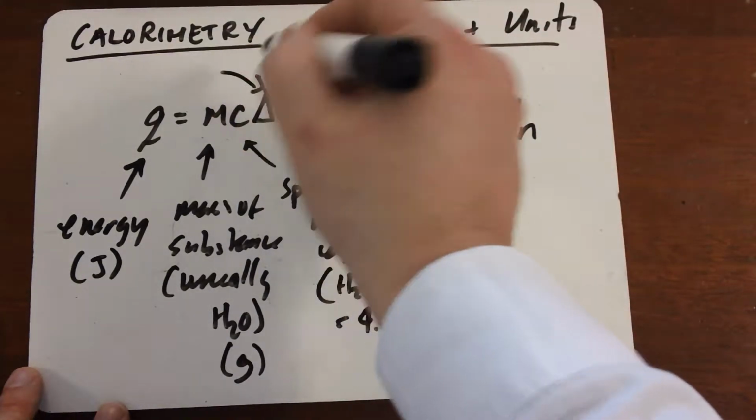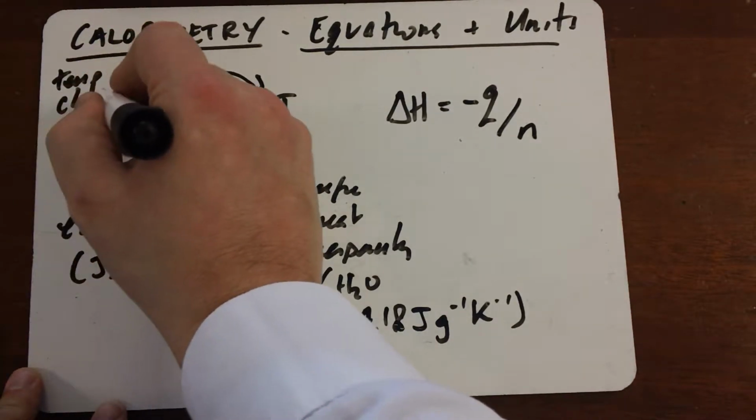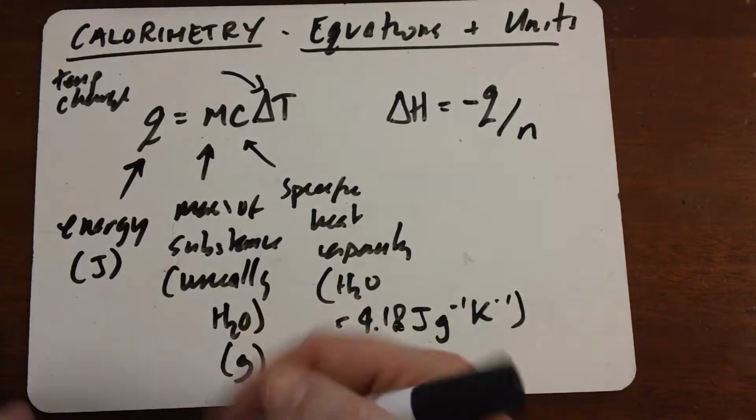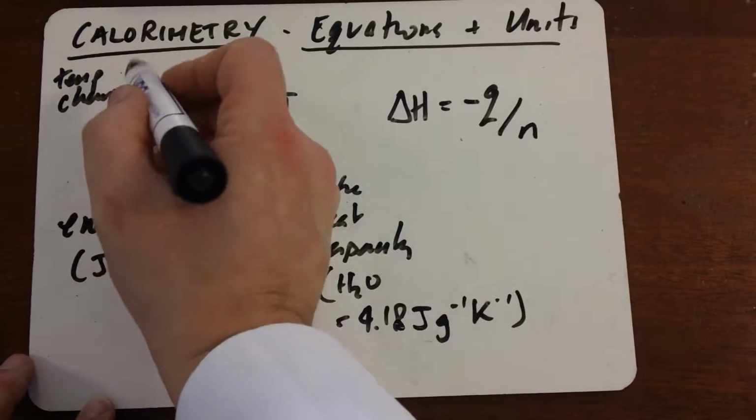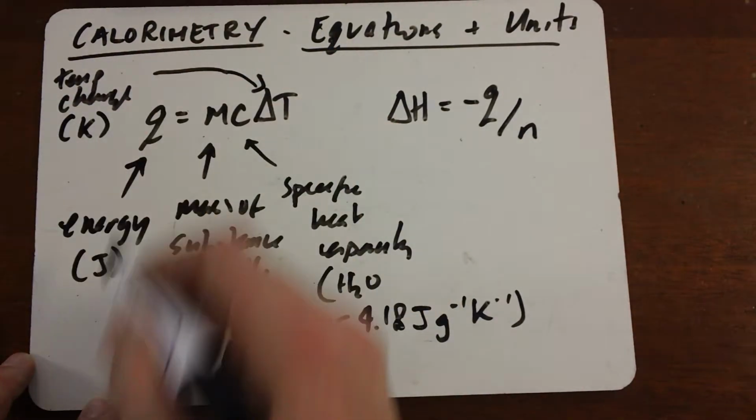So we're running out of space here, but this is our temperature change. And that can be a positive increase or it can be a negative decrease depending on if it's exothermic or endothermic, and the units we use for that are Kelvin.